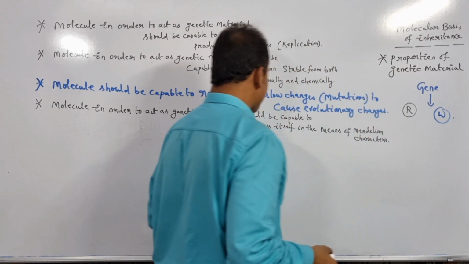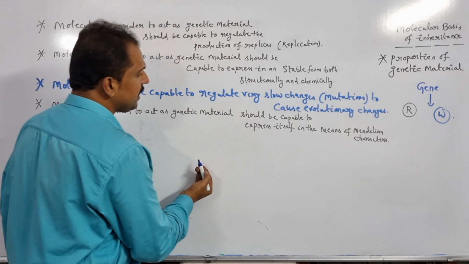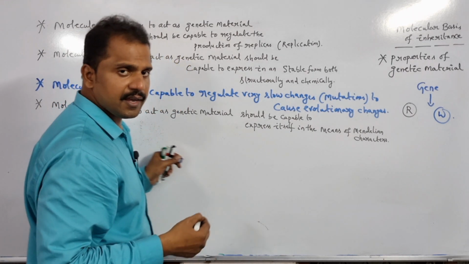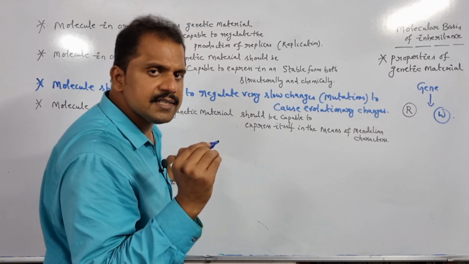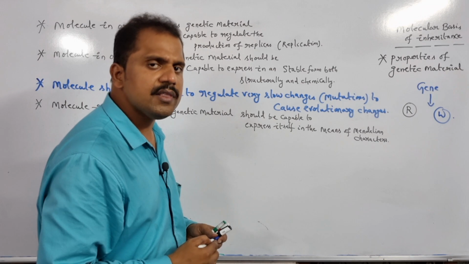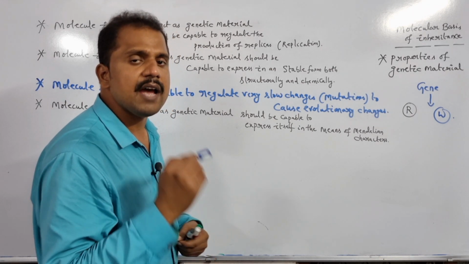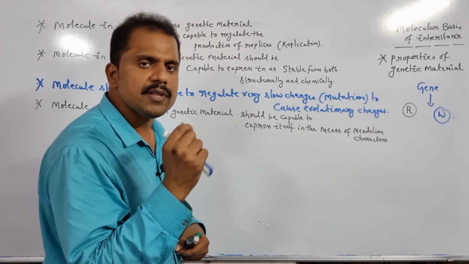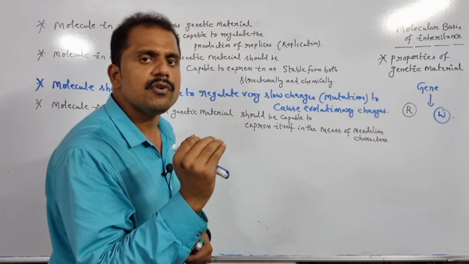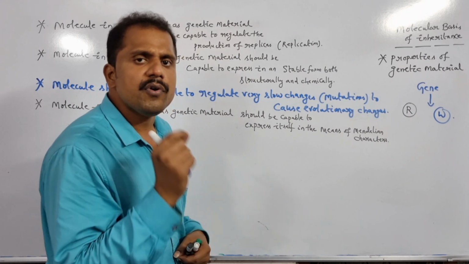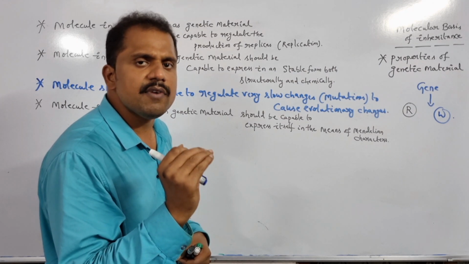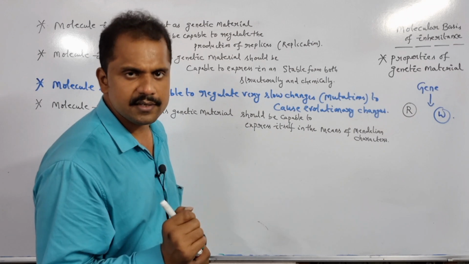Is it clear? A particular molecule, in order to act as genetic material, should be capable of expressing itself in the form of Mendelian characters. So here, both DNA as well as RNA have a complementary relationship. So both DNA as well as RNA are capable of undergoing duplication, whereas protein has no complementary relationship. Is it clear? So the reason why protein does not undergo duplication.